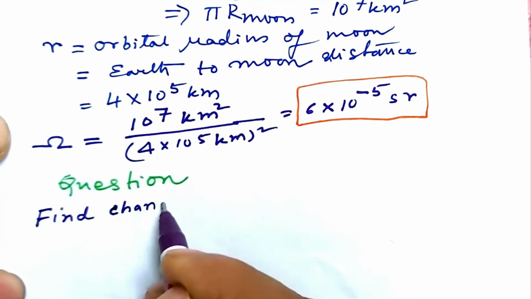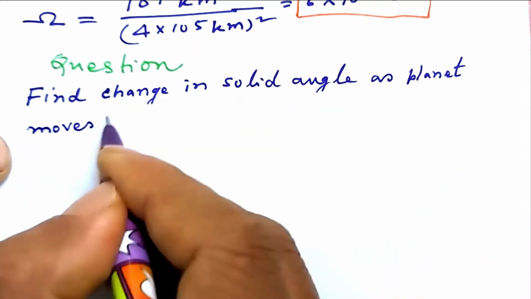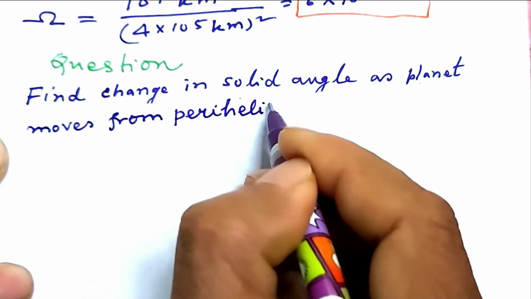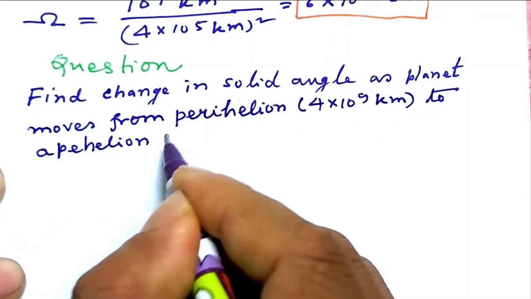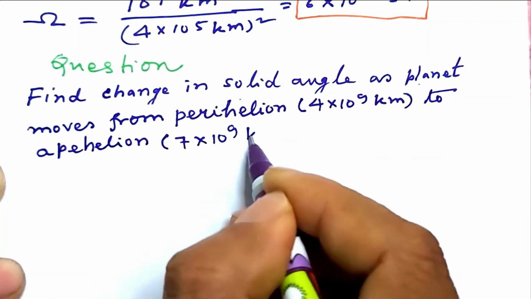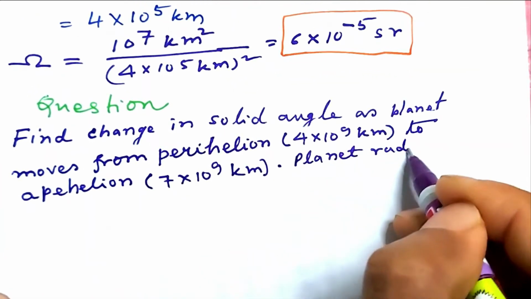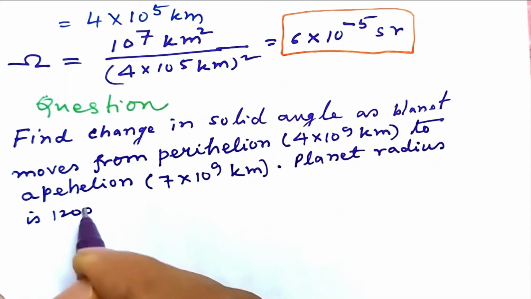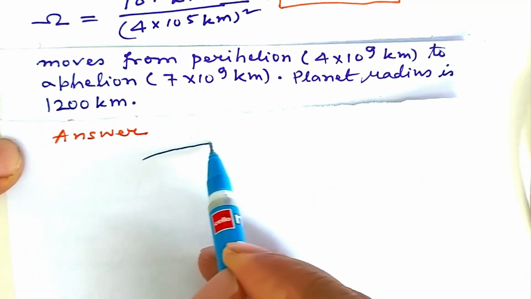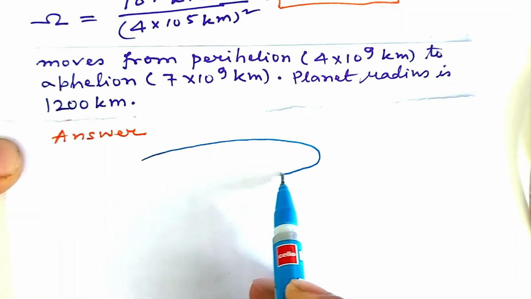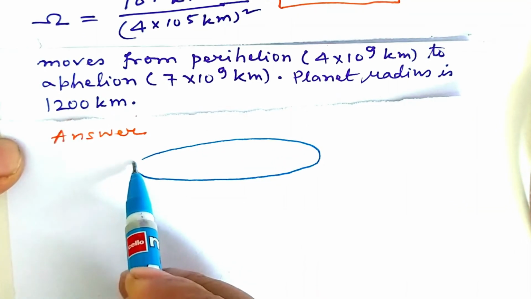Find the change in solid angle as the planet moves from perihelion, which is 4 into 10 to the power 9 kilometer, to aphelion, which is 7 into 10 to the power 9 kilometer. The planet radius is 1200 kilometer. Answer. This is the orbit of the planet, elliptical in shape.